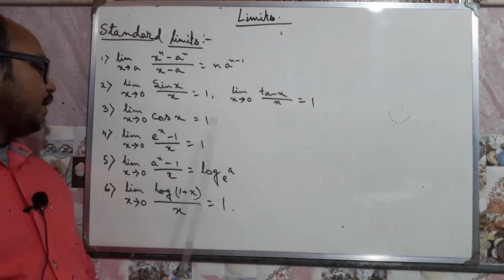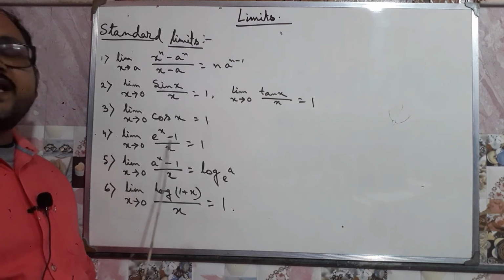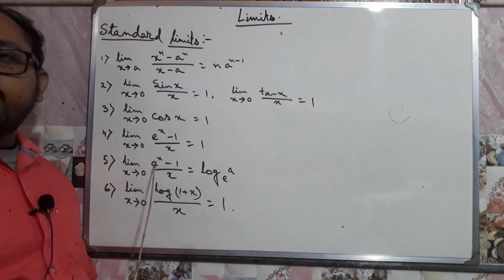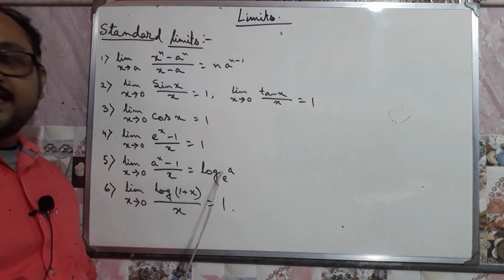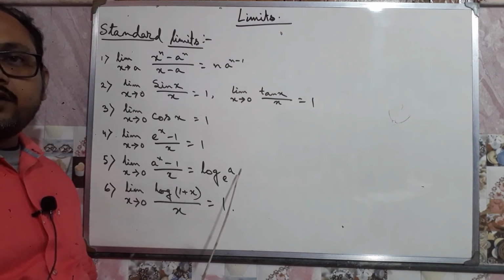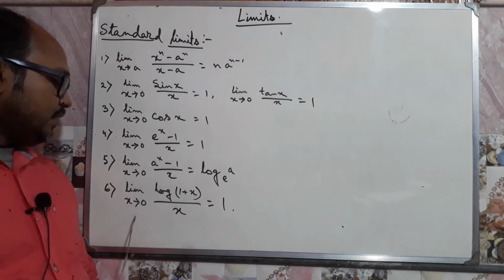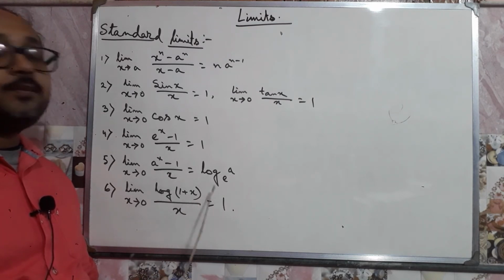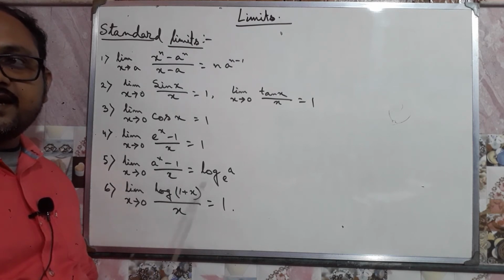All these x are measured in radian unit. Remember it. Limit x tends to 0 e to the power x minus 1 by x is equal to 1. Limit x tends to 0 a to the power x minus 1 by x is equal to log a to the base e. And then limit x tends to 0 log 1 plus x by x is equal to 1. We can prove all these standard limits.